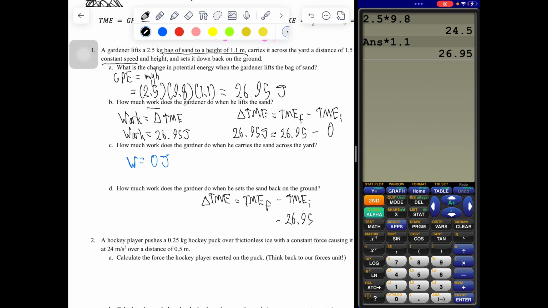And our final total mechanical energy is, well, it's on the ground at rest, so it has no energy. If we do our math, 0 minus 26.95 just gives us negative 26.95. This is, of course, in joules. Since work is equal to our change in total mechanical energy, the work done is equal to negative 26.95 joules. That being negative means that the energy has decreased, and that makes sense, since it was at some height having some gravitational potential, and now it is on the ground, it lost that gravitational potential energy.